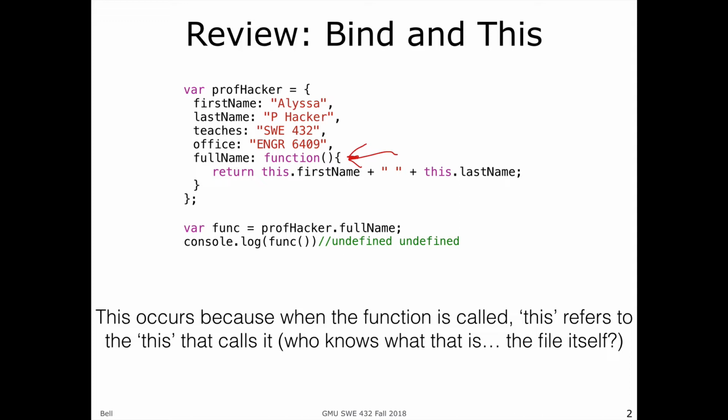When we're calling full name as a function directly on profhacker, this can refer directly to profhacker. But in the case here where we're calling it just as func, you don't see profhacker.fullname. There's nothing before func to say what this is. So then when we get up here, this was undefined.